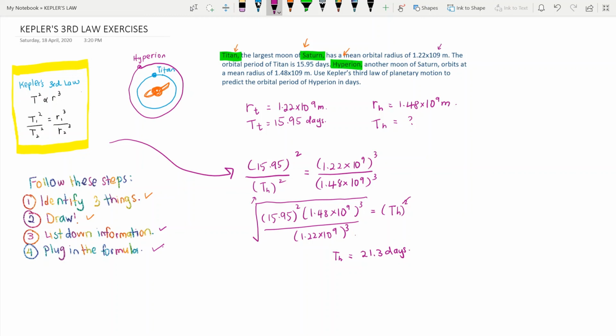Maksudnya, tempoh masa yang diambil oleh bulan Hyperion untuk mengelilingi satu planet Saturn, okay, adalah 21.3 hari. Okay, so in conclusion, kita boleh guna formula ni untuk any case. Tak semestinya the sun should be the center. Okay, it could be a planet. Okay, so ada banyak possibilities. Yang penting kita tahu apa nak buat bila jumpa soalan ni. Okay, guna 4 steps senang ni.